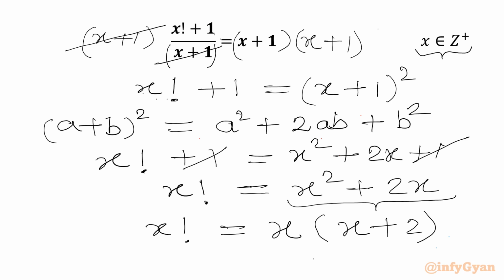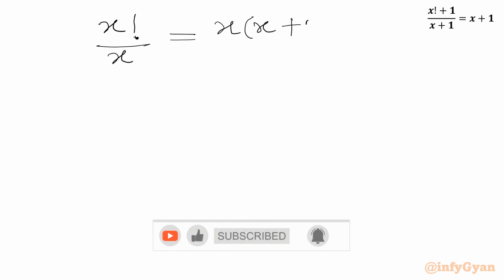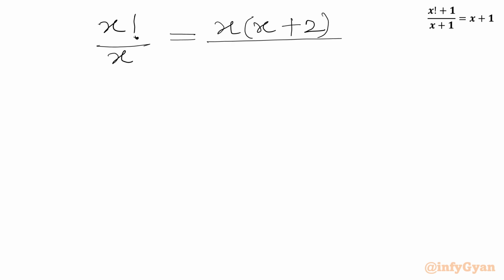Now divide both sides by x, as x is non-zero. So I can write x factorial over x equal to x times (x plus 2) over x. x is non-zero, so we can cancel x from the numerator and denominator in the RHS.